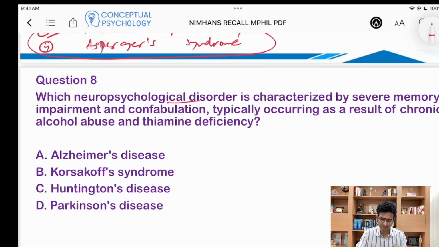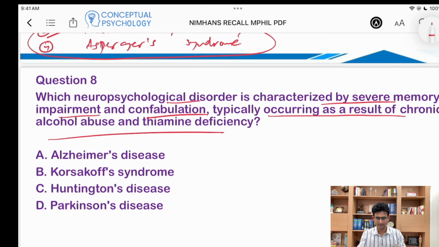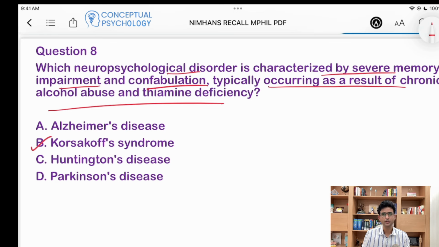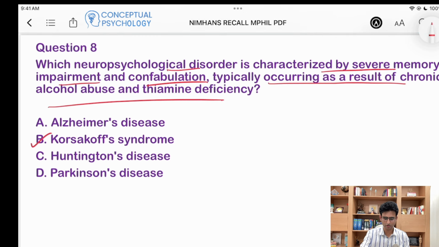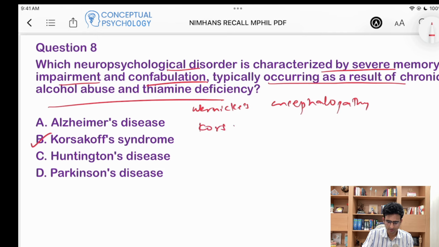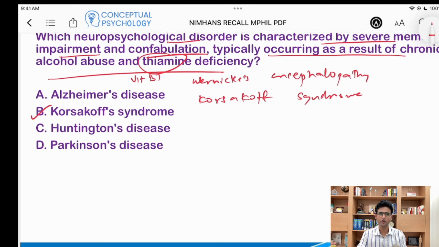Which neuropsychological disorder is characterized by severe memory impairment and confabulation, typically occurring as a result of chronic alcohol abuse and thiamine deficiency? So the answer is very clear. It is Korsakoff syndrome. Patients who have alcohol dependence syndrome, after a long period of time, develop thiamine deficiency. Why thiamine deficiency? Intake of thiamine is poor and absorption is also poor. So it can lead to Wernicke-Korsakoff syndrome, which basically includes two things: Wernicke's encephalopathy and Korsakoff syndrome. Both of these are caused by deficiency of which vitamin? Thiamine, vitamin B1.